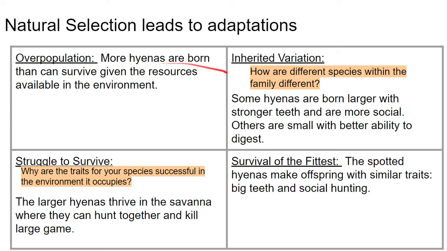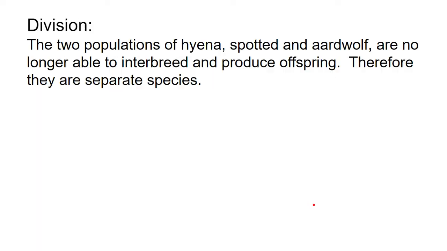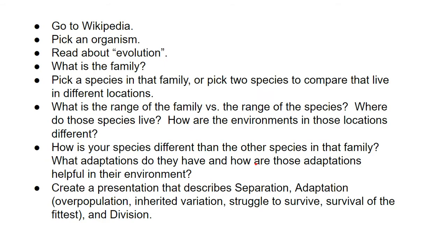So, in words, more hyenas are born than can survive. Inherited variation: some are born larger with stronger teeth and are more social. Others are small with better ability to digest. Struggle to survive. The larger hyenas thrive in the savanna where they can hunt together and kill large game. Spotted hyenas make offspring with similar traits, big teeth and social hunting. And then we have division. Two populations of hyenas, spotted and aardwolf, are no longer able to interbreed and produce offspring, therefore they are separate species, and ultimately that is what I'm looking for you to do.